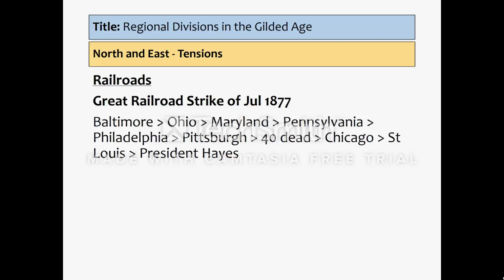Now the National Guard was deployed to try and stop the workers from protesting, to try and keep it peaceful, but it eventually led to 40 dead. It then spread also to Chicago and St. Louis before President Hayes had to step in, and he sent thousands of federal troops to restore the order. So I don't think there's any better example to evidence the regional divisions, that even in the north and the east, where it was supposed to be industrialized, urbanized and economically superior, there were still social divisions. So perhaps that is agreeing with the statement to begin with.